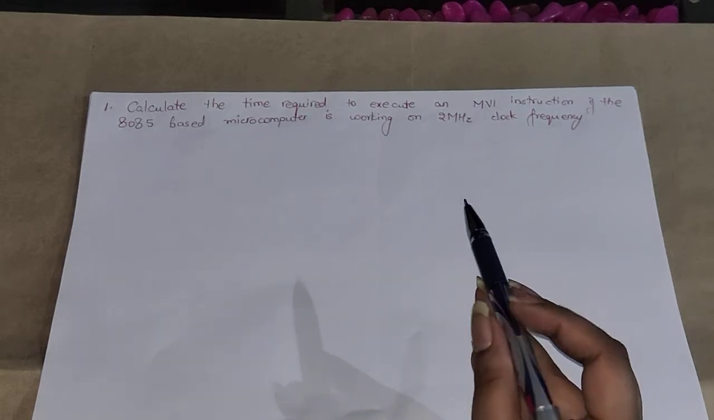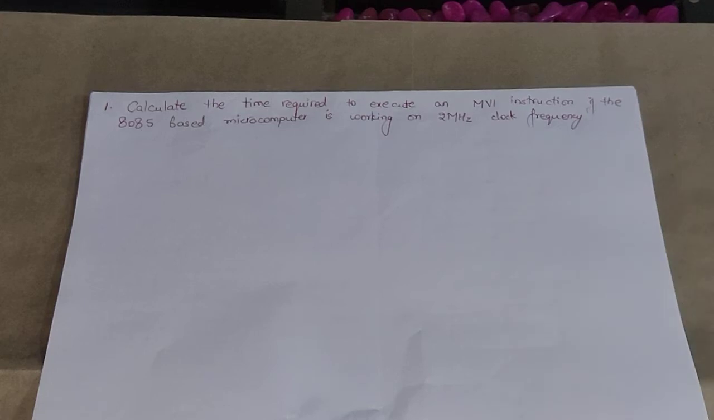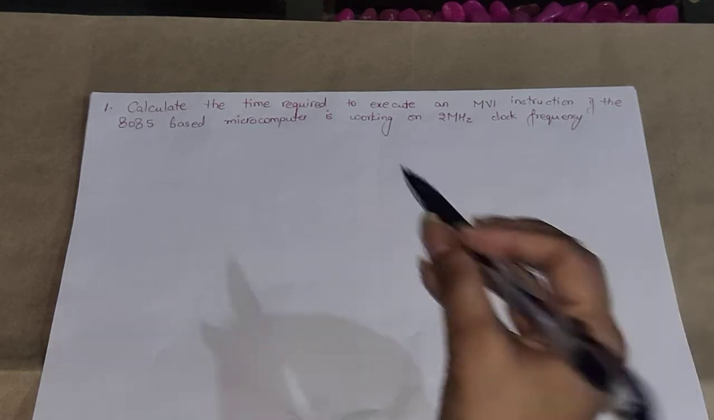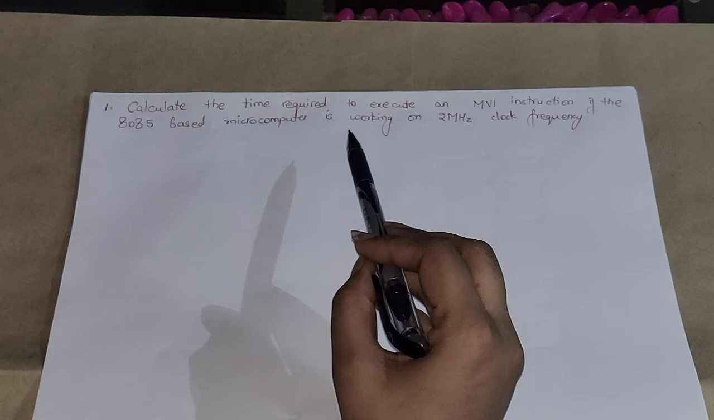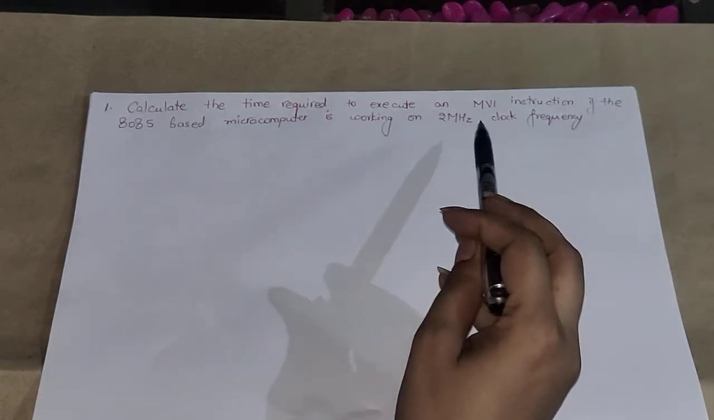Calculate the time required to execute an MVI instruction if the 8085 based microcomputer is working on a 2 megahertz clock frequency. It is asking how much time is required to execute an MVI instruction if the microprocessor is operating on 2 megahertz of clock frequency. This is the simplest question on counters and time delays.